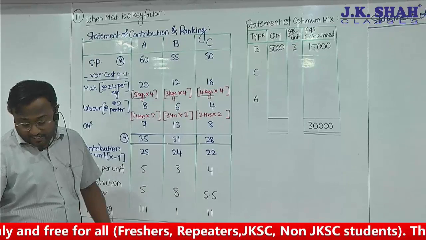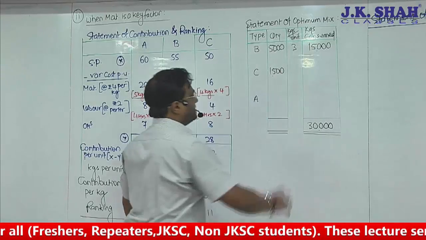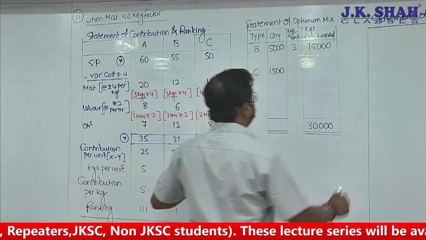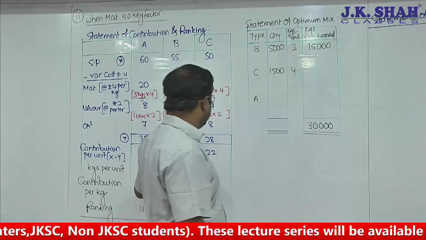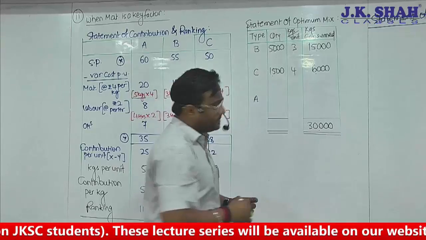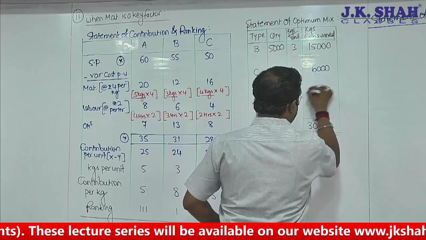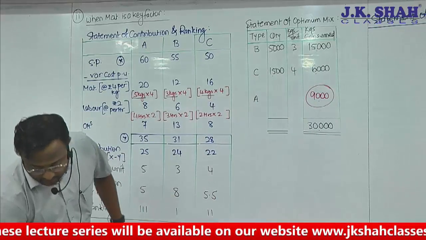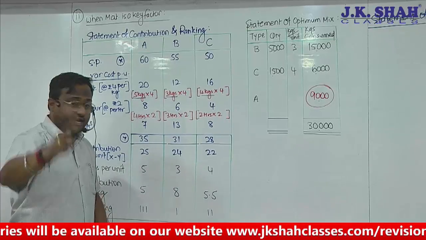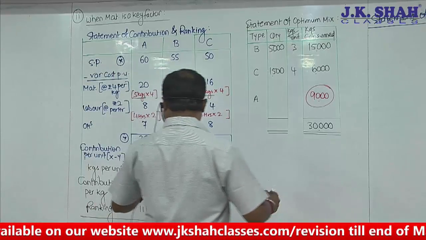B. My next requirement is C, and I will not look at budget, I will look at actual capacity. 1,500 can be sold. 4 kgs is a requirement. 6,000 kgs will be utilized. So 15 plus 6, 21,000 kgs are gone, 9,000 kgs are left with me. Max to max, 4,000 units of A can be produced, but the consumption will be 20,000. I don't have that much. Never mind.